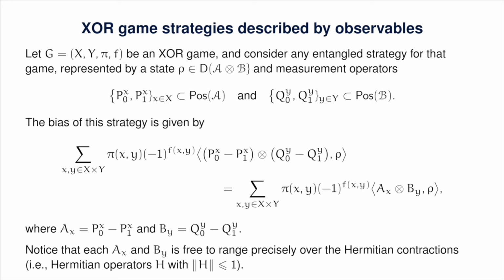Now, these operators don't tell us what the probabilities are for Alice and Bob's answers, but they do tell us what the probabilities are for Alice and Bob's answers to agree or disagree. So they do determine the bias of the strategy, as the formula shows.